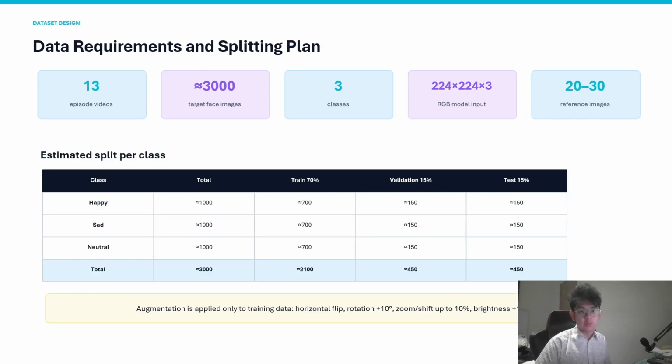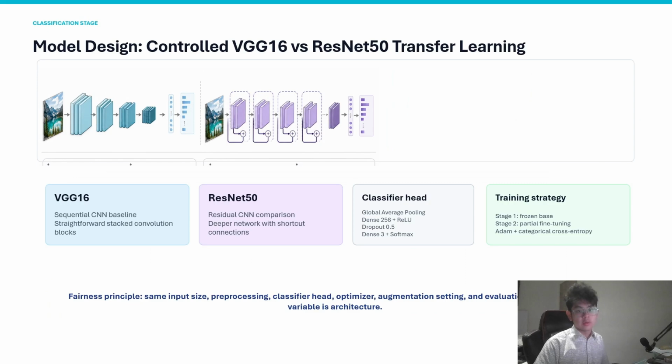Okay, and then the data requirements and splitting. As you can see here, the data source is 30 anime videos. The target data is approximately 3000 face images, with around 1000 for each class, which is happy, sad, and neutral. The size is going to be 224 by 224 by 3, which is the RGB model input. And I also use 20 to 30 reference images.